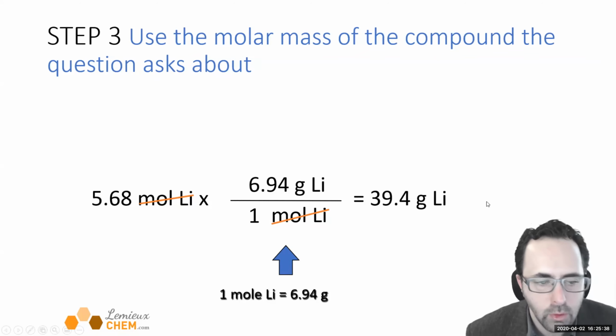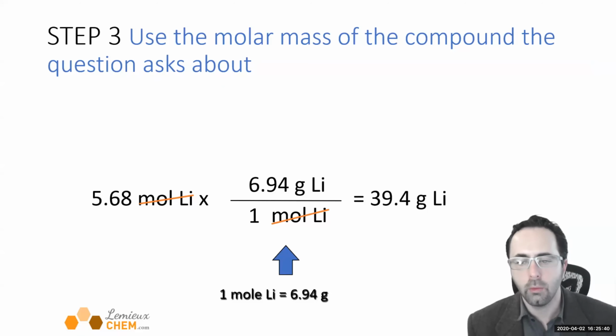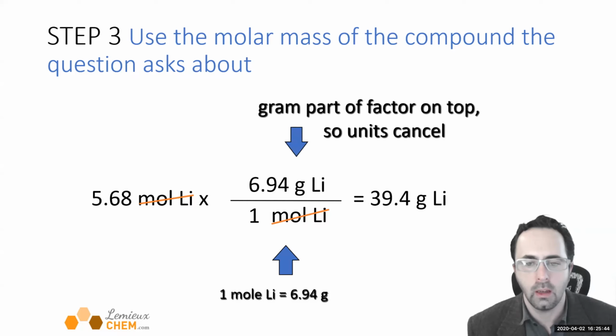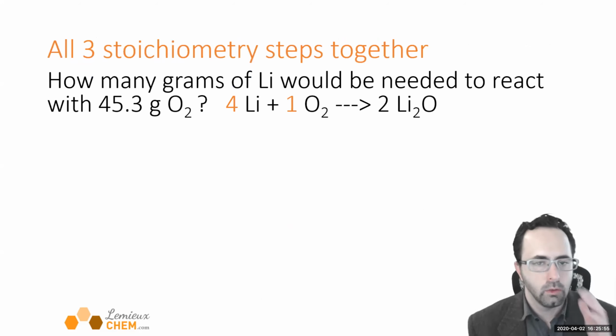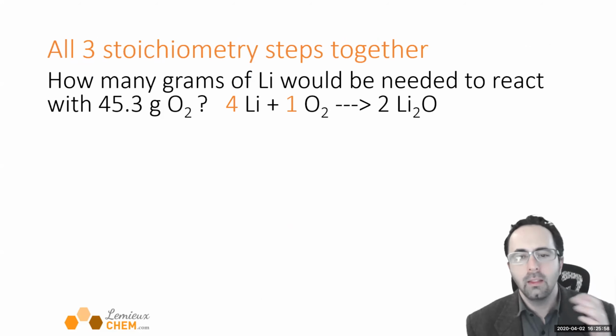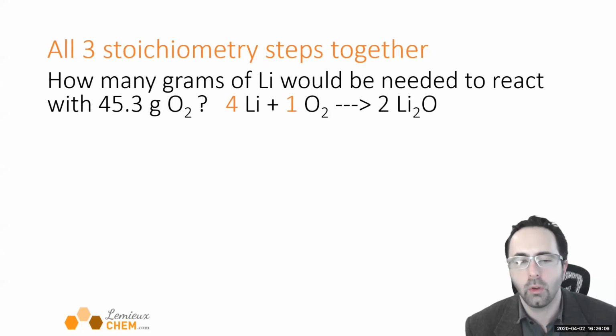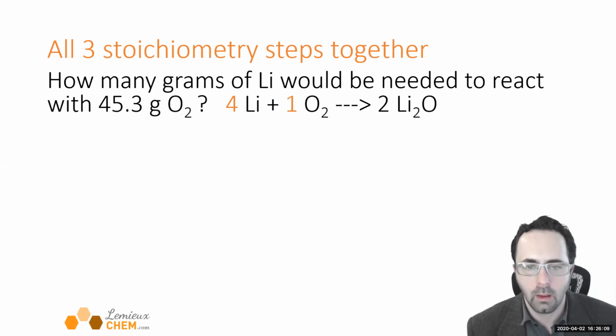So after three steps, we're finally where we want to be. And of course, again, we made sure the moles were on the bottom so they'd cancel, and thus the grams were on the top. So we did this one step by one step by one step. In stoichiometry, there's always going to be 3 steps that are possible. And stoichiometry is kind of repetitive. It's always the same 3 steps.